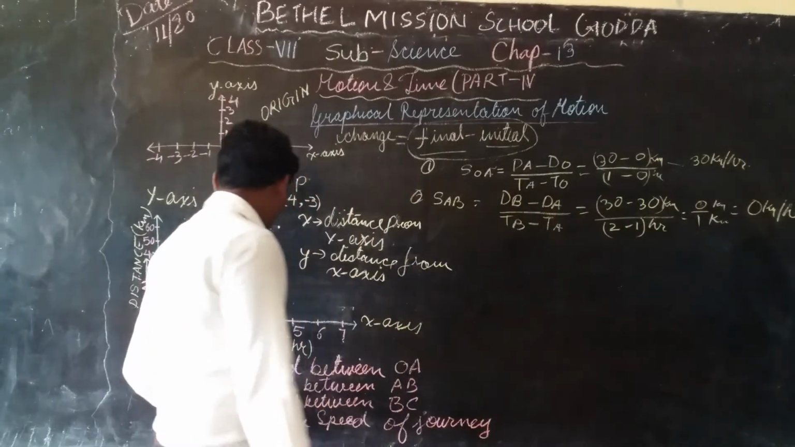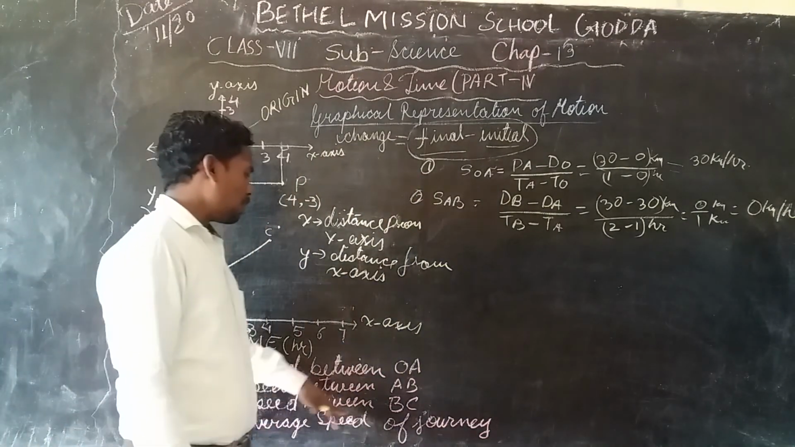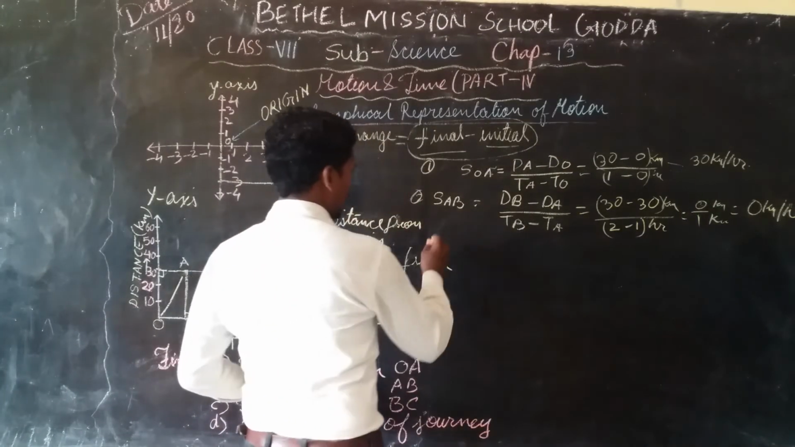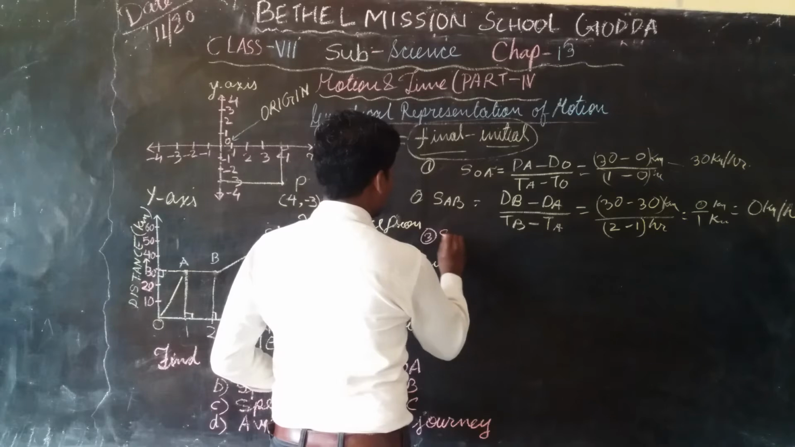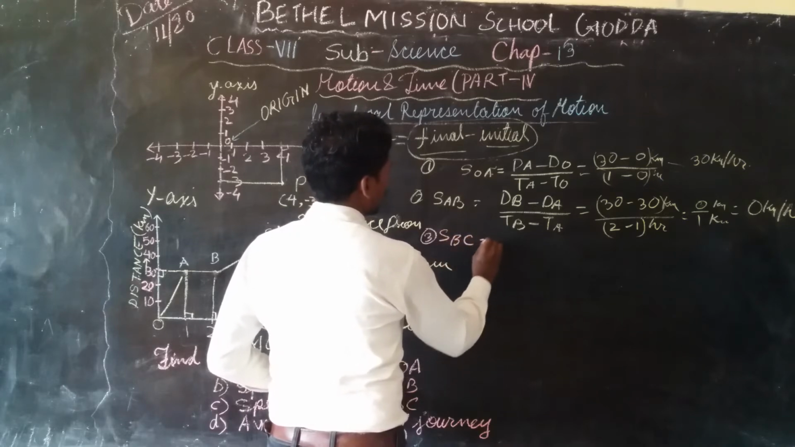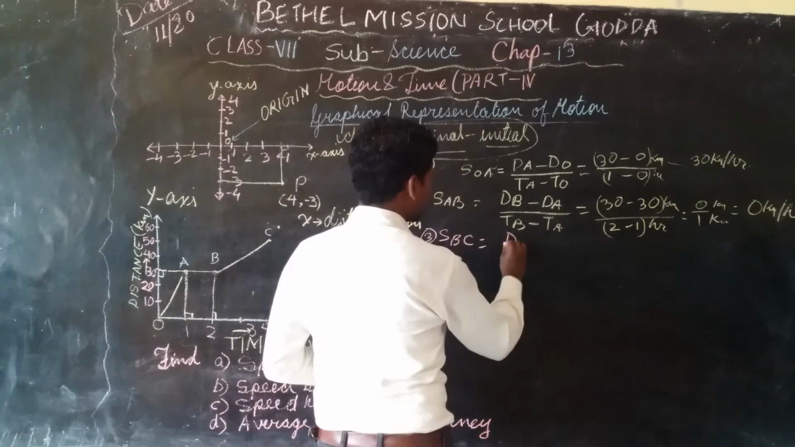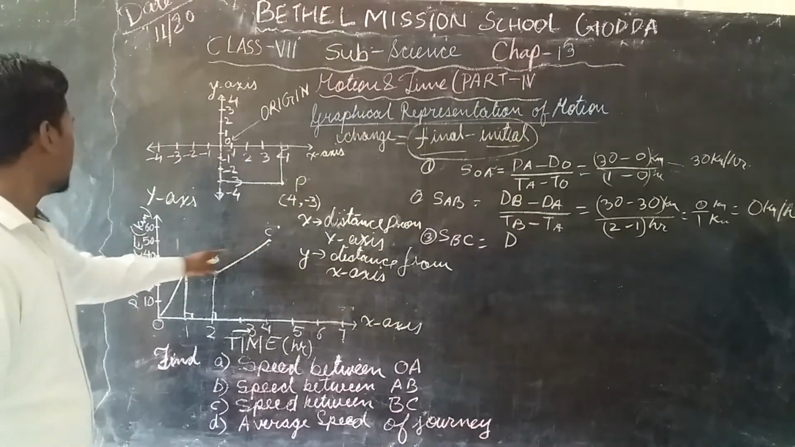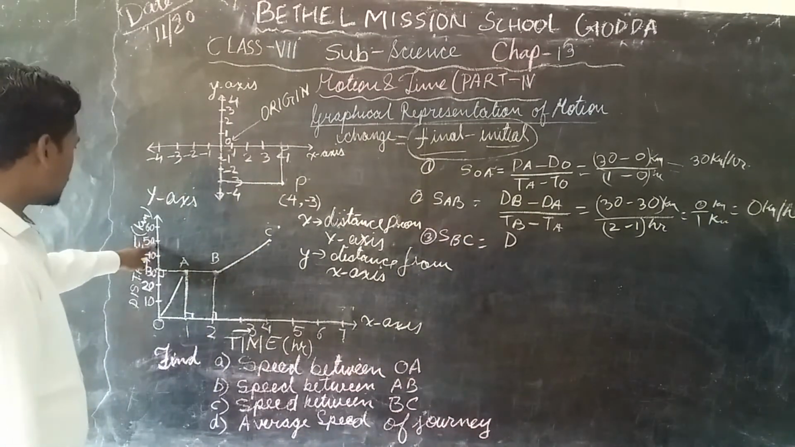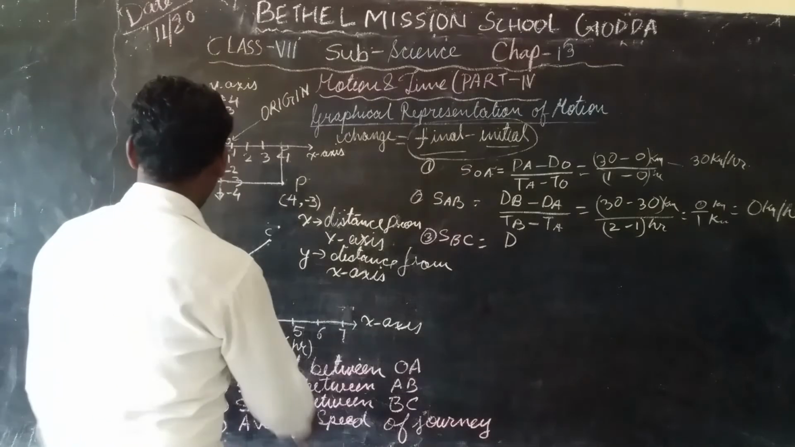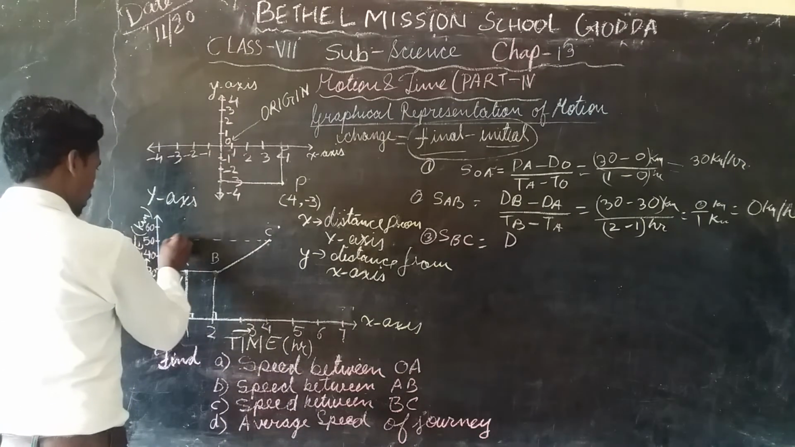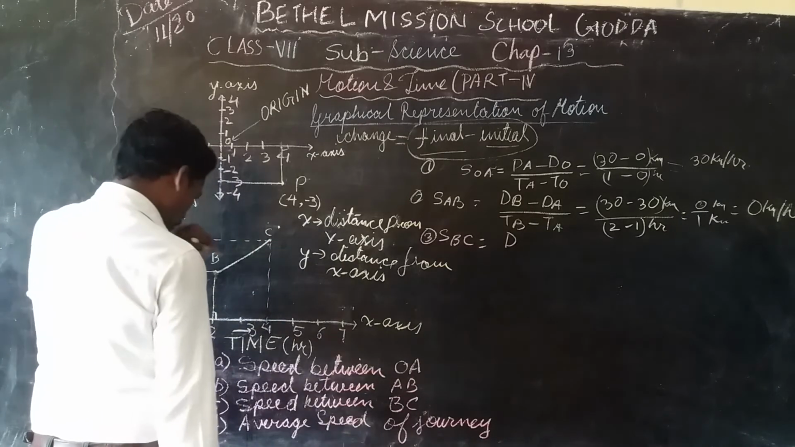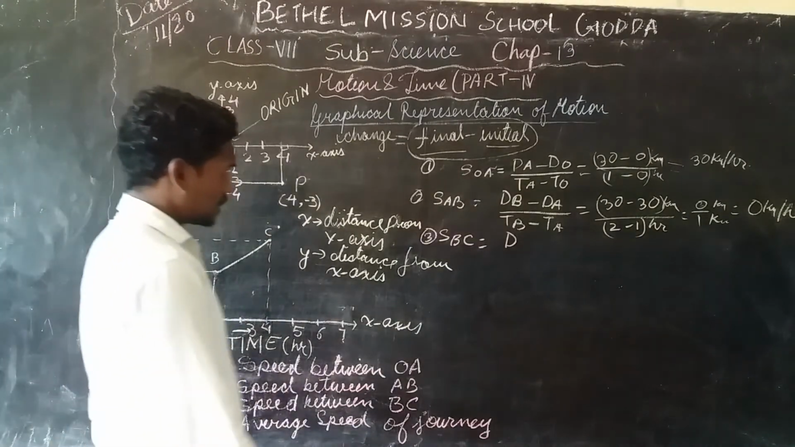Okay. Now we are talking about the next question, that is the speed between BC. So speed, third number is speed between BC. So what will it be? So distance. So final minus initial. No. What is the final position? C. At the C, what is the distance? You can see that it is 50. And what is the time taken? Time taken is 4.